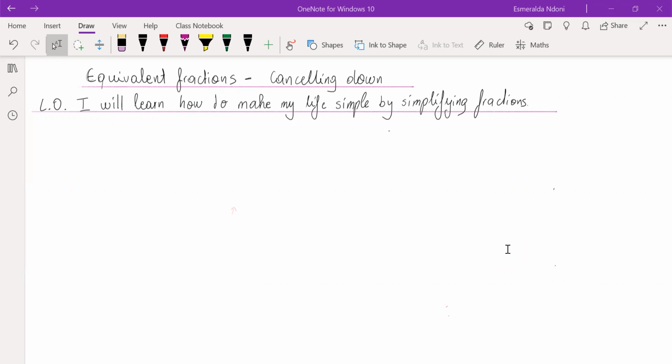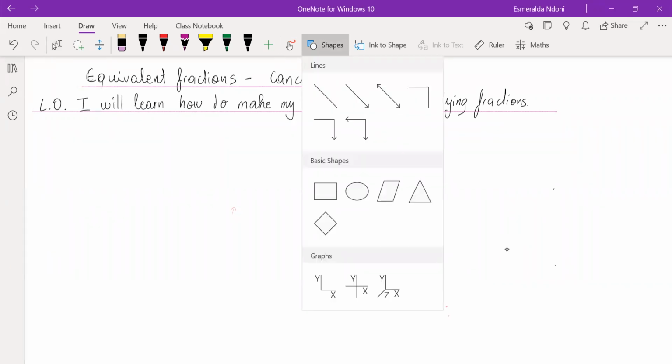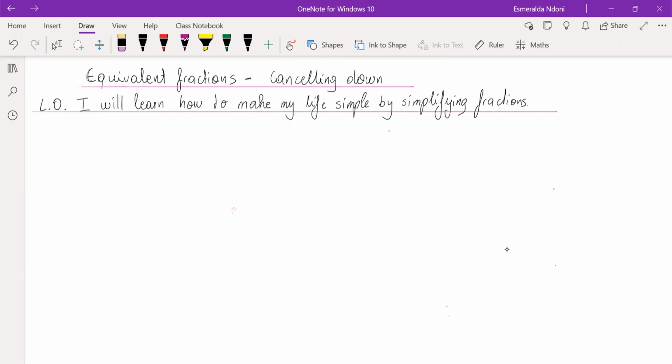I am going to draw a couple of shapes for you. So let's start with some pizzas. So that's pizza number 1. That's pizza number 2. And that's pizza number 3. They are pretty much the same size.